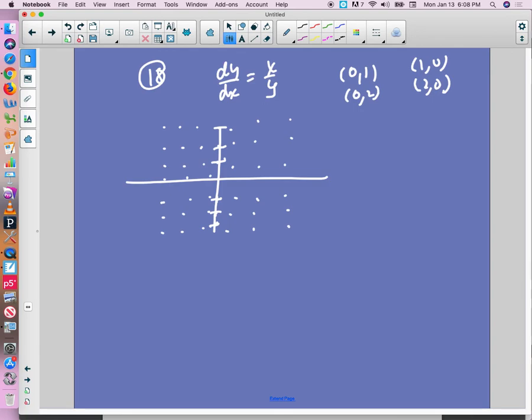did I mess it up again? 0, 1, 0, 2, okay. Okay, yeah, these are undefined. So these are all vertical. I didn't put them in very good order. You can do better than me.